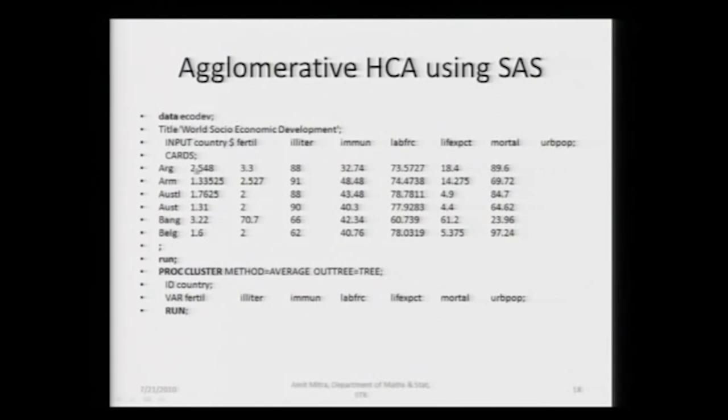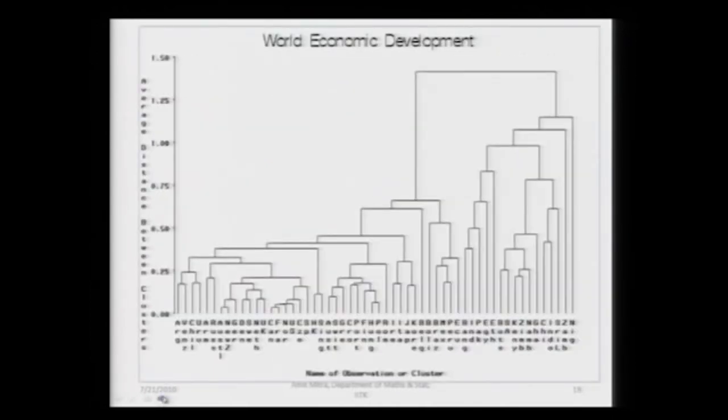This is how the data actually looks. This is for the social welfare indicators. So, these are the countries. ARG, for example, is Argentina, Australia, Austria, Bangladesh, Belgium, and all the data records, 125 records, are there in alphabetical order. So, we use a hierarchical clustering method and obtain this hierarchical clustering dendrogram tree for the world economic development.